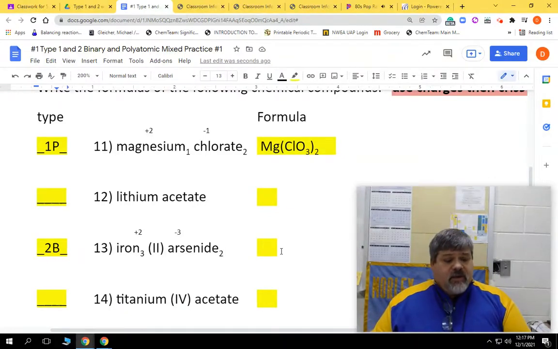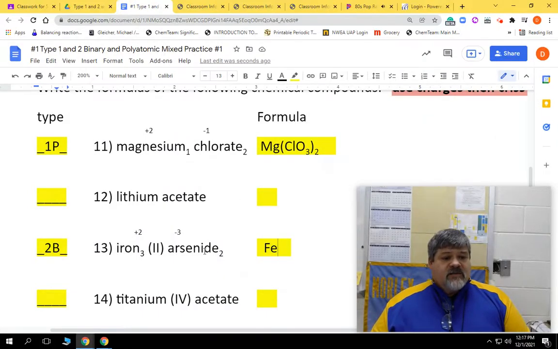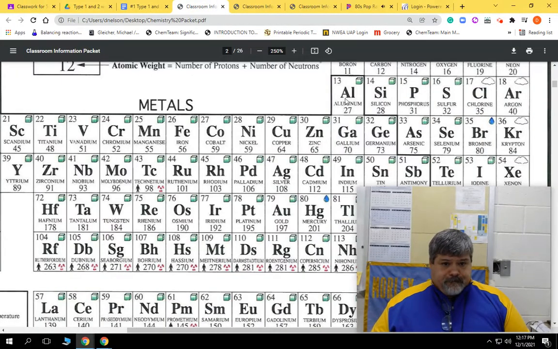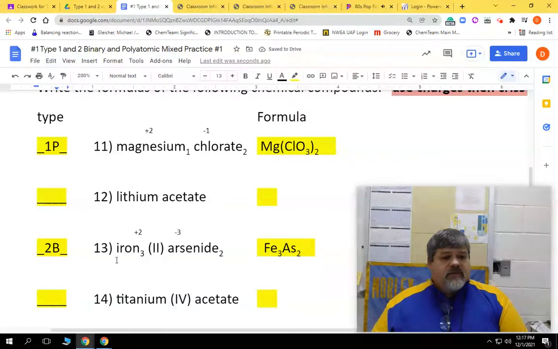So we're going to go ahead and put iron is Fe. Now, again, if we don't remember what that is, we'll go back to our packet. There's iron right there, Fe. And then arsenic. Okay, but I need a 3 there, right? Let's go back up there. And then arsenic is right here. It's As. So go back to this. And so As. Then we have to do a subscript of 2. And that's how we go ahead and do the formula for iron 2 arsenide.